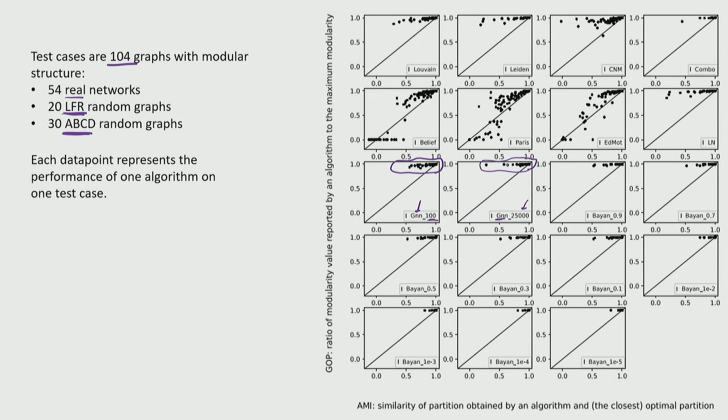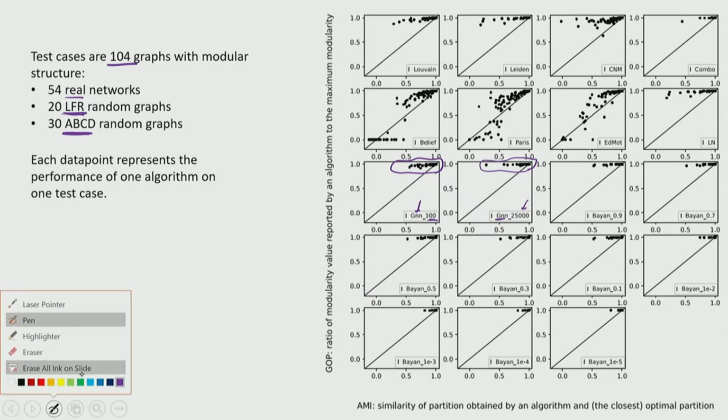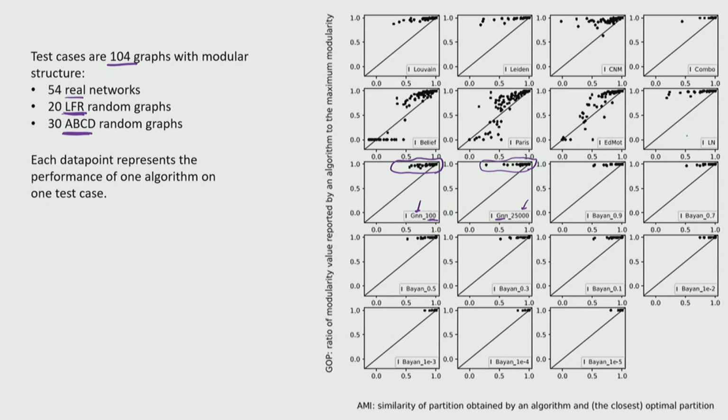So you may remember that I told you to remember the names of two algorithms. Combo, I think, is a relatively good algorithm. It's from like 10 years ago. And Leiden, where is Leiden? Is again not that bad.